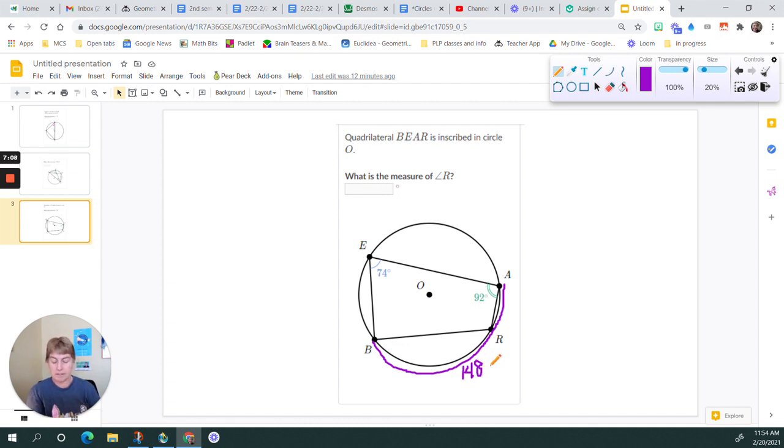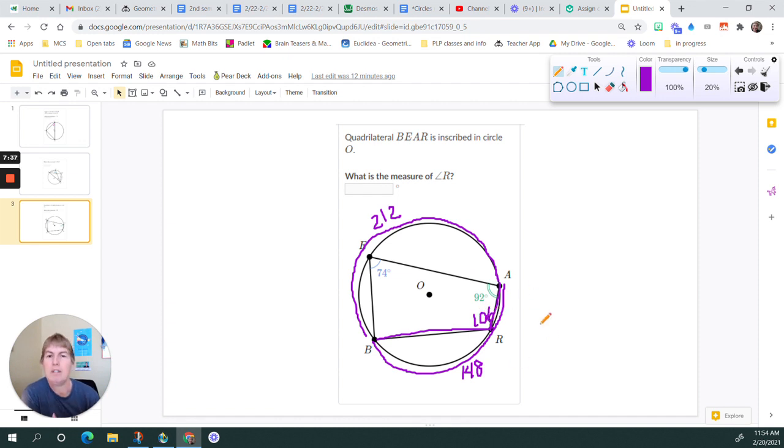Then I could do 360 minus that. 360 minus the 148, and I get 212. That would be for the rest of the circle. And then if I trace it back, this angle that gives me that 212 is going to be half of that 212. So if I divide that by 2, I get 106.